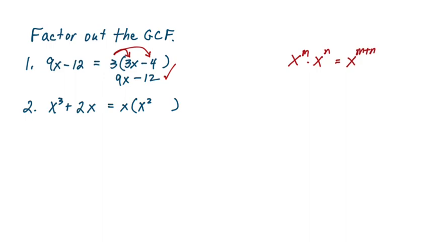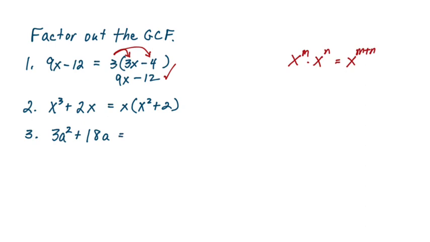Now for our next term, x times something is 2x. Of course, that would be 2, so we would write plus 2. All right, let's move on to number 3. We got 3a squared plus 18a. Why don't you go ahead and try to do this one? Go ahead and pause the video and then check my solution.